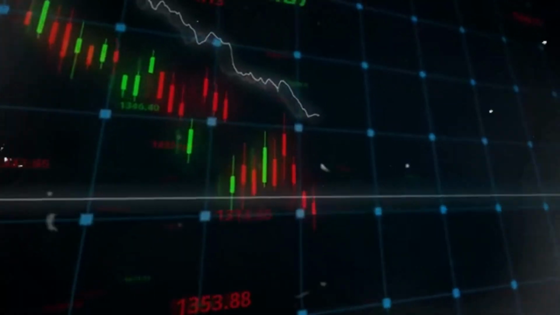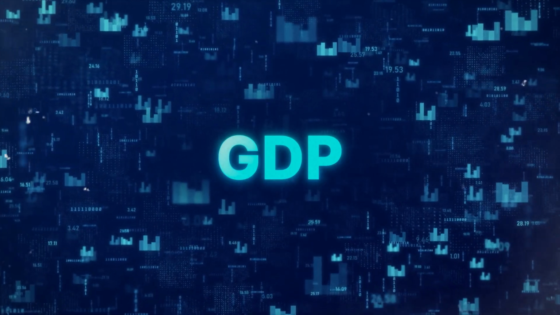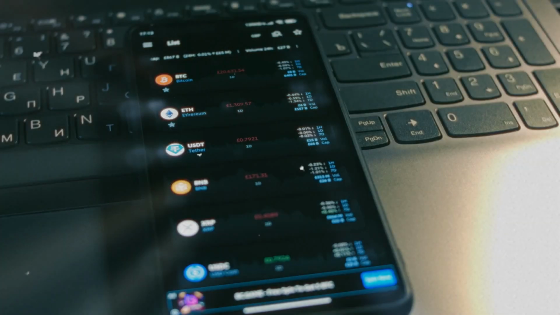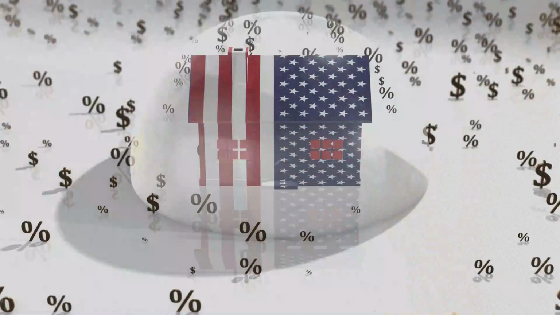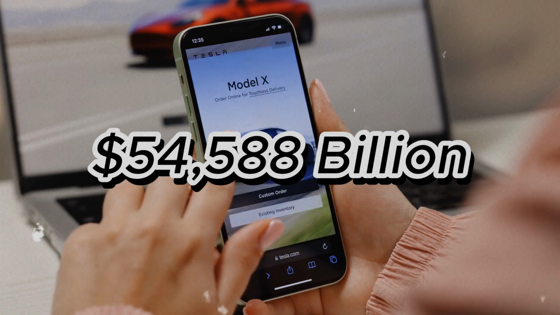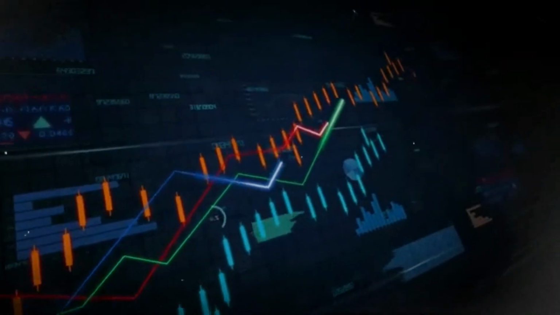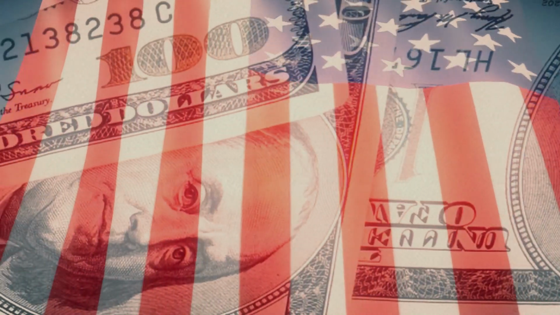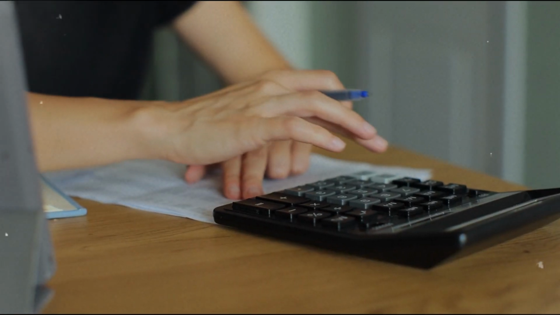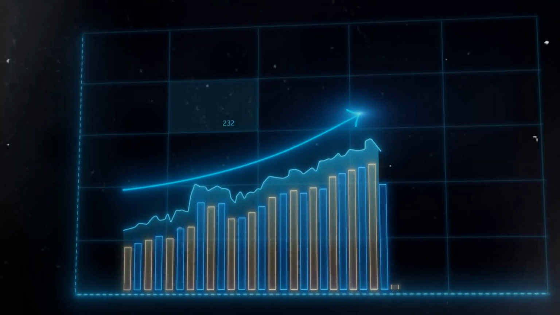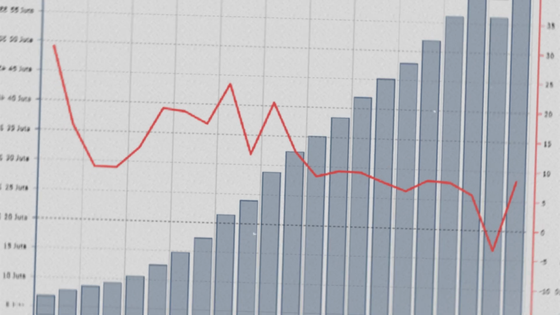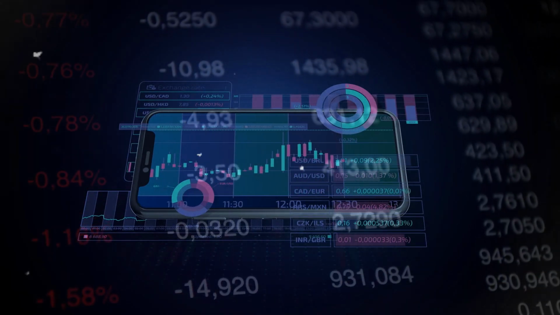Calculation of the Buffett Indicator. Buffett Indicator equals total market capitalization divided by GDP. To illustrate this, let's use actual numbers. Suppose the total market capitalization of all listed companies in the U.S. is $54,588 billion, and the gross domestic product, GDP of the U.S., is $28,629 billion. The calculation would look like this. This means that the total market capitalization is 196% of the gross domestic product.